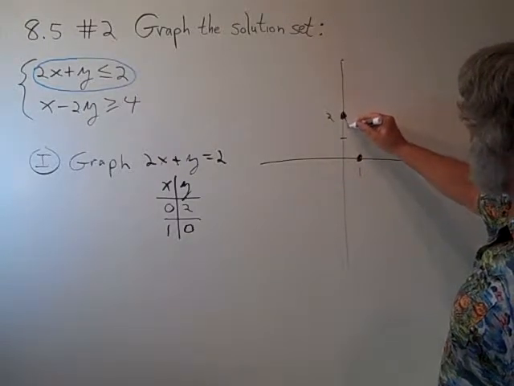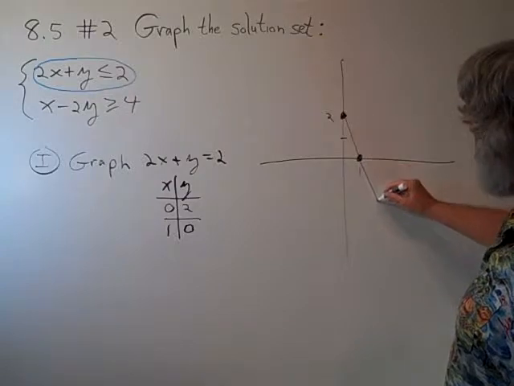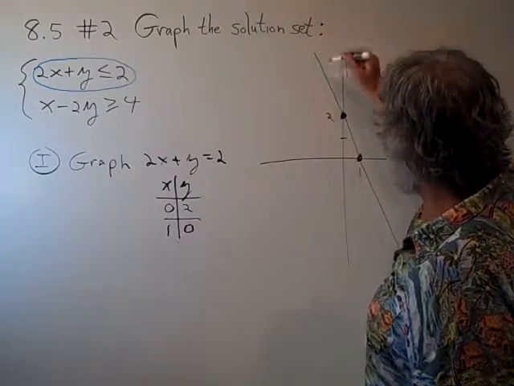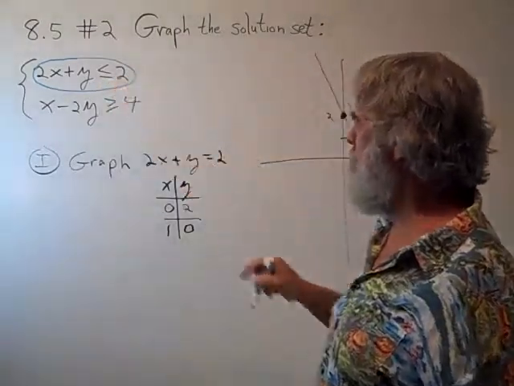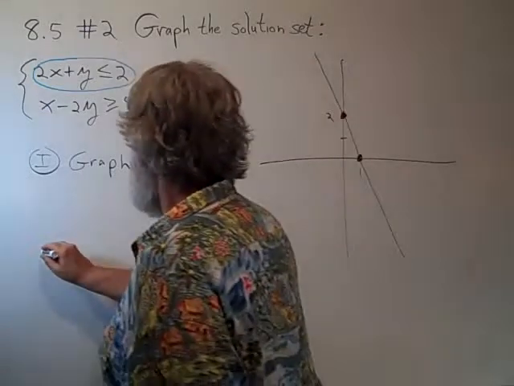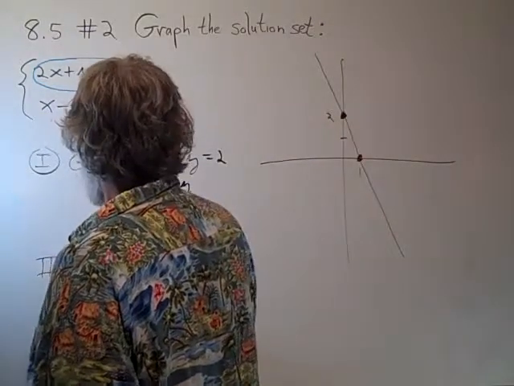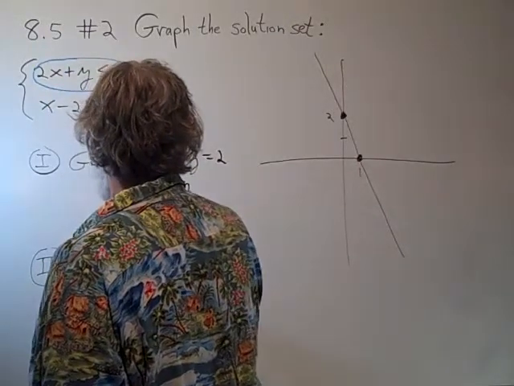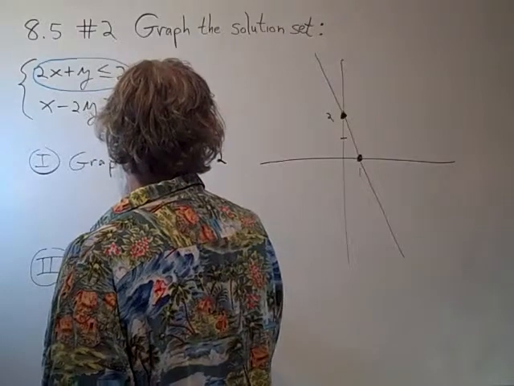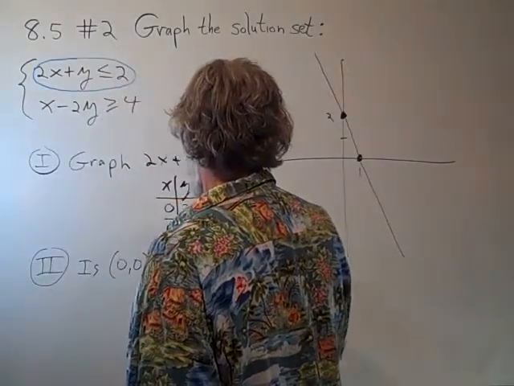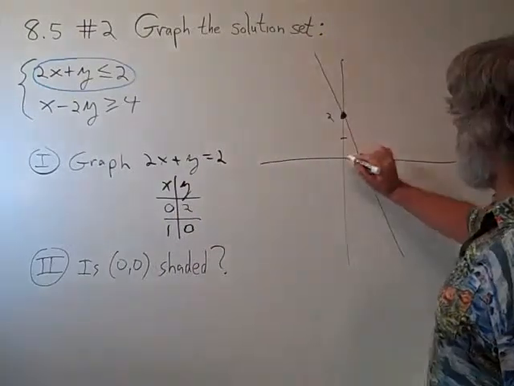So our first line looks like this. It's a solid line because it's less than or equal to here. And now for the second step, to finish graphing the first of these two linear inequalities, we need to decide which side of the line to shade. So we can ask, is the origin shaded? Here's the origin.